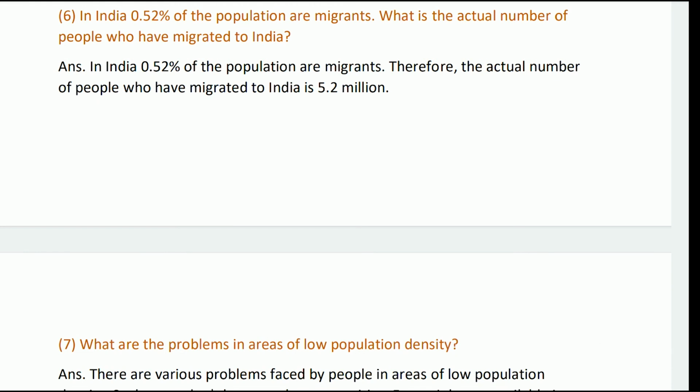In India, 0.52 percent of the population are migrants. What is the actual number of people who have migrated to India? In India, 0.52% of people are migrated. Therefore, the actual number of people who have migrated to India is 5.2 million.